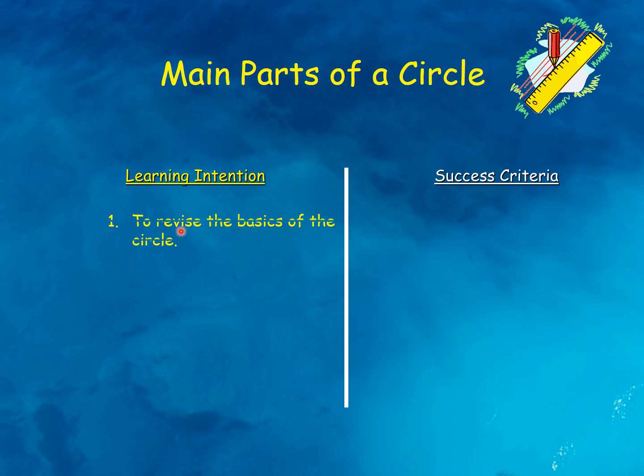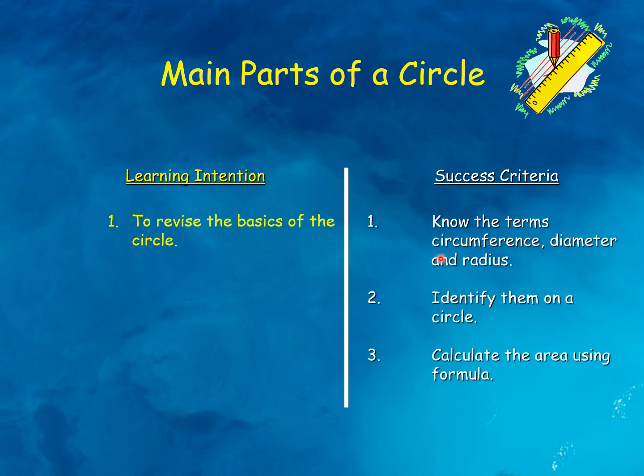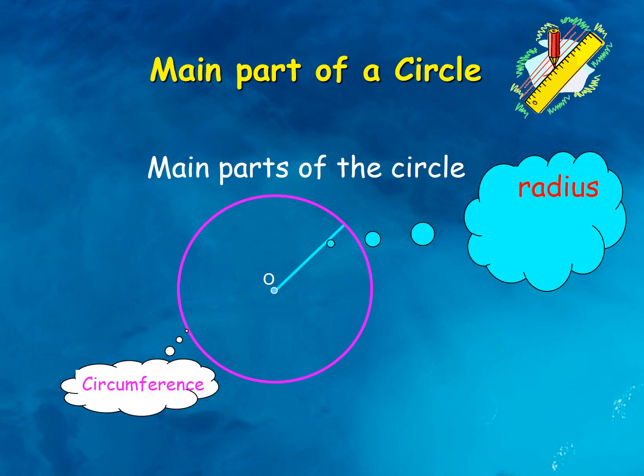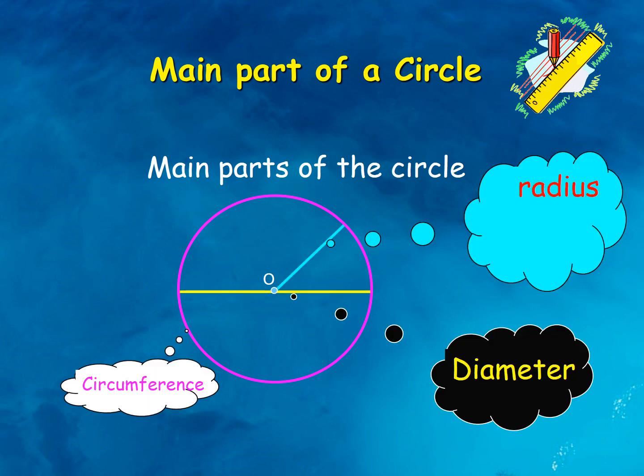Here mainly we are going to revise the basics of the circle. We know about the circumference, diameter, and radius. Now identify them on the circle and calculate the area using the formula. Here mainly we are focusing on the area. We know the main parts: what the circumference is, what the radius is, and what the diameter is. We discussed all of that in the last lesson.